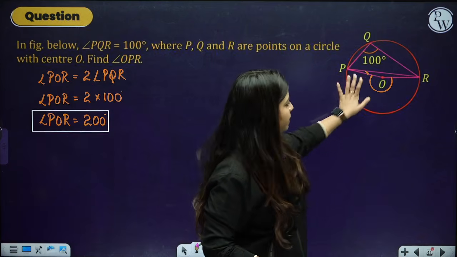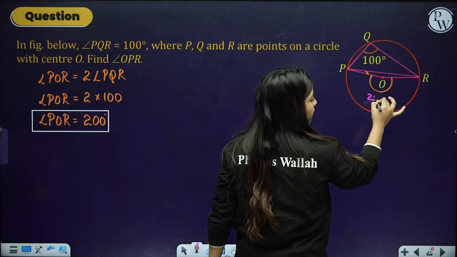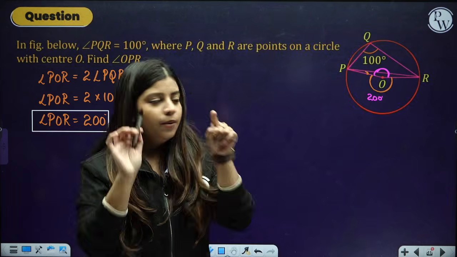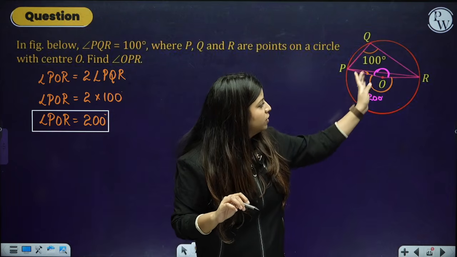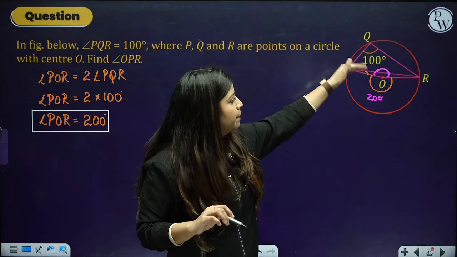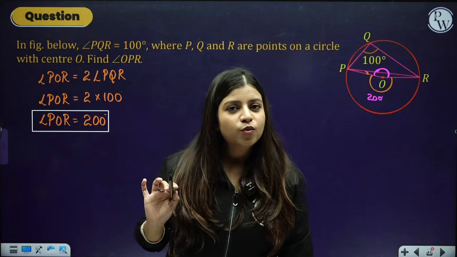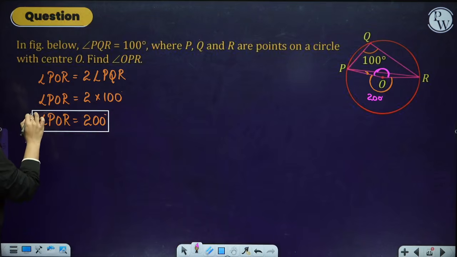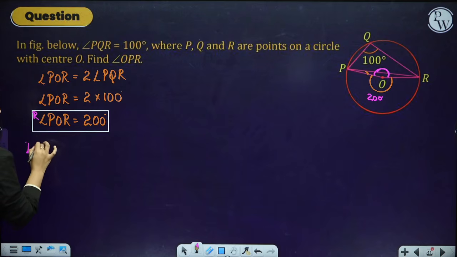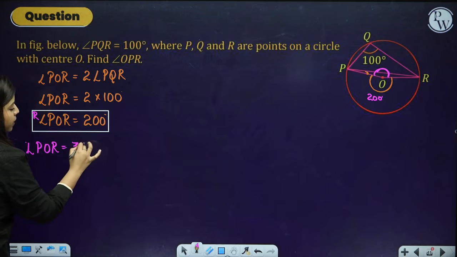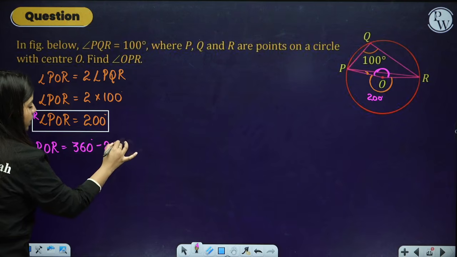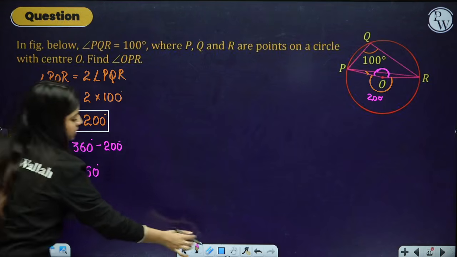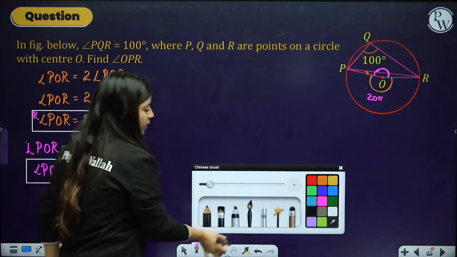Now, listen to this very carefully. If this is 200 degrees, we know that the angle around a point is 360. So the remaining part, the reflex of POR, will be 360 degrees minus 200 degrees. So angle POR is equivalent to 160 degrees. This is the second thing we have got in this question.